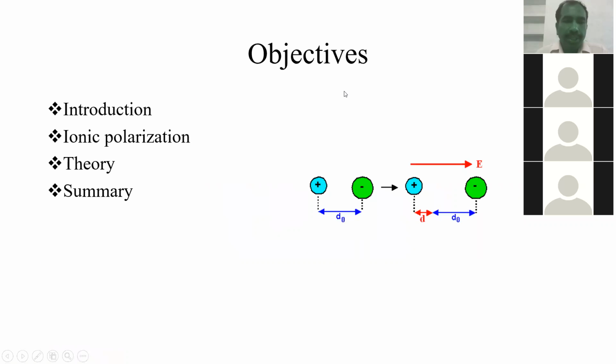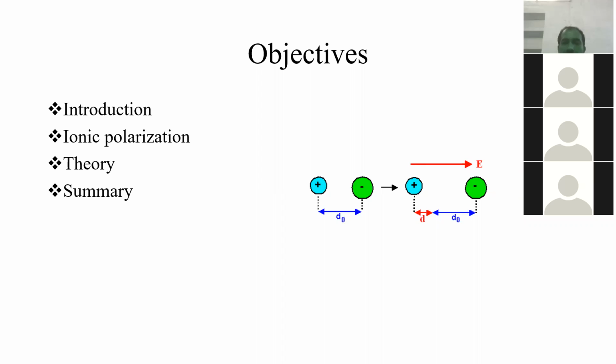Today, the objective of the talk is the introduction to ionic polarization, followed by some theoretical ideas to calculate the polarizability constant, and finally a summary of today's ideas.